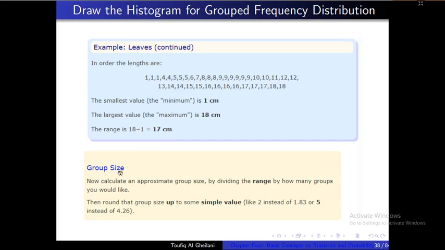Now the group size. We calculate an approximate group size by dividing the range by how many groups you would like. How many groups you would like, you can decide by yourself. Then round the group size up to some simple value, like 2 instead of 1.83 or 5 instead of 4.26.